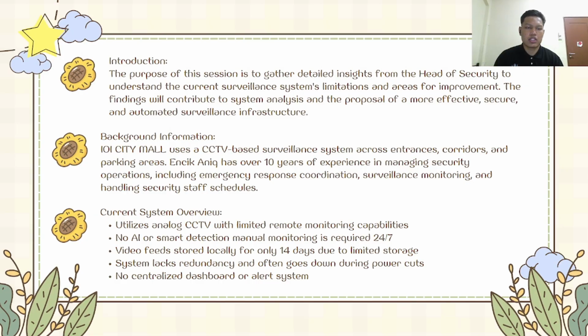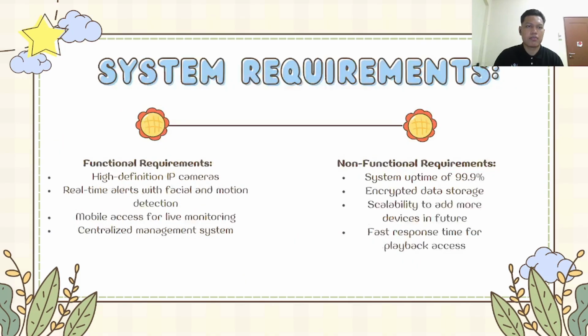Current system overview. First, they utilize analog CCTV with limited remote monitoring capabilities, no AI or smart detection. Manual monitoring is required 24 hours, 7 days a week. Footage is stored locally for only 40 days due to limited storage. The system lags, lacks redundancy, and often goes down during power cuts. No centralized dashboard or alert system.